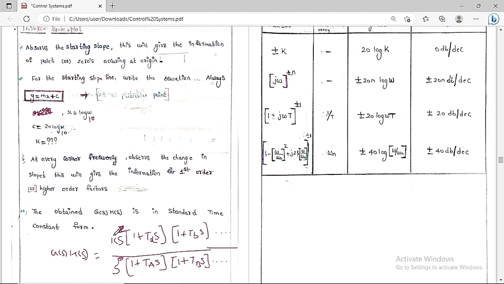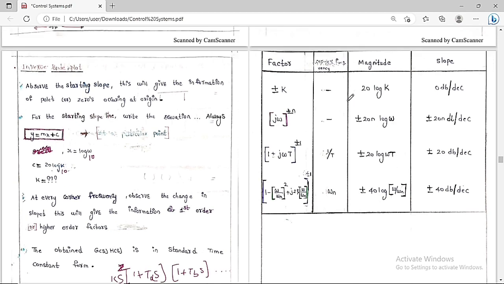So by all these things, we obtain the open loop transfer function G of s H of s in the standard time constant form, which is G(s)H(s) is equal to K into s to the power of z into (1 + T1 s) into (1 + Td s) and goes on, divided by s to the power of p into (1 + T1 s) into (1 + Td s) and goes on. So this is the standard time constant format. Just by seeing the Bode plot, we can get back the standard time constant open loop transfer function.